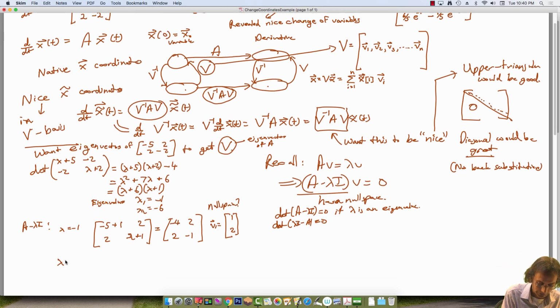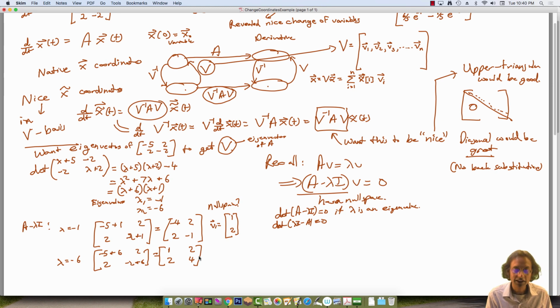Let's go for the other one. Lambda equals -6. What's the matrix? -5 plus 6, 2, 2, -2 plus 6. What does that equal? -5 plus 6 is 1, then 2, 2, 4. What's the null space of this? Well, again, it's pretty clear that if I take the first row, multiply it by -2, and add it to the second, I'm going to get 0. So I have a second eigenvector.